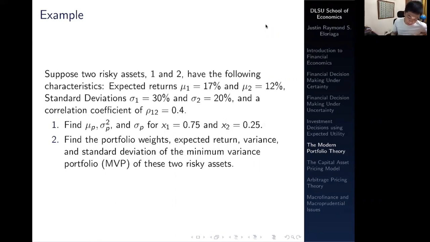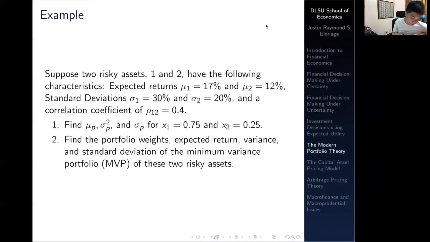The first question is to find the expected return of the portfolio, the portfolio variance, and the portfolio standard deviation, given the following weights. That's simple enough. Recall, we have our weight x1, which is 0.75, and x2, which is 0.25. Well, we can easily get the variance.